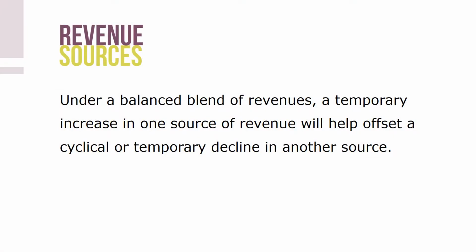An effective blend of revenue sources allows sufficient stability to operate, develop and retain staff, and program activities necessary to effectively address public issues. Under a balanced blend of revenues, a temporary increase in one source of revenue will help offset cyclical or temporary declines in another source.